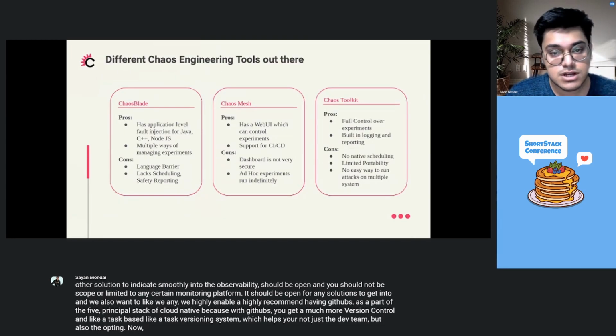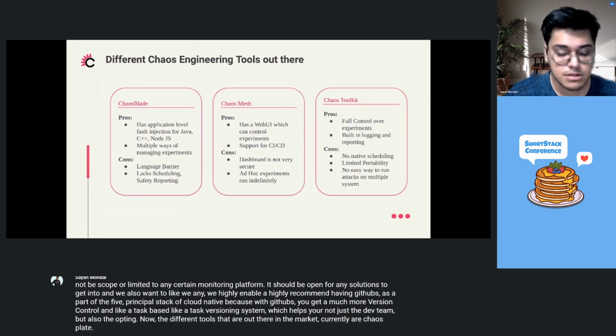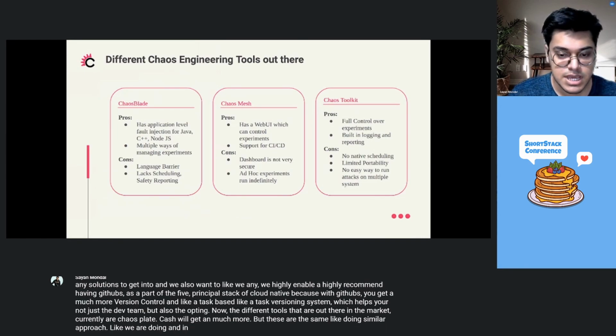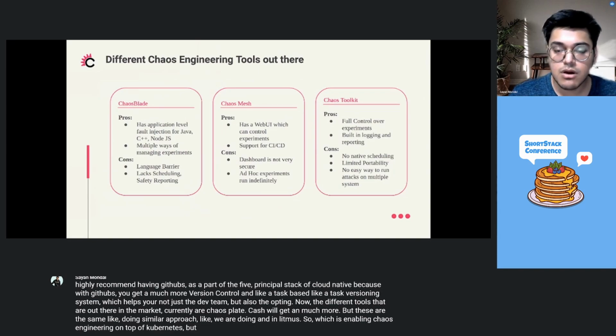Now, the different tools that are out there in the market currently are Chaos Blade, Chaos Mesh, Chaos Toolkit, and much more. But these are taking a similar approach to what we are doing in Litmus, which is enabling chaos engineering on top of Kubernetes. They are great tools, but not one tool can be perfect.